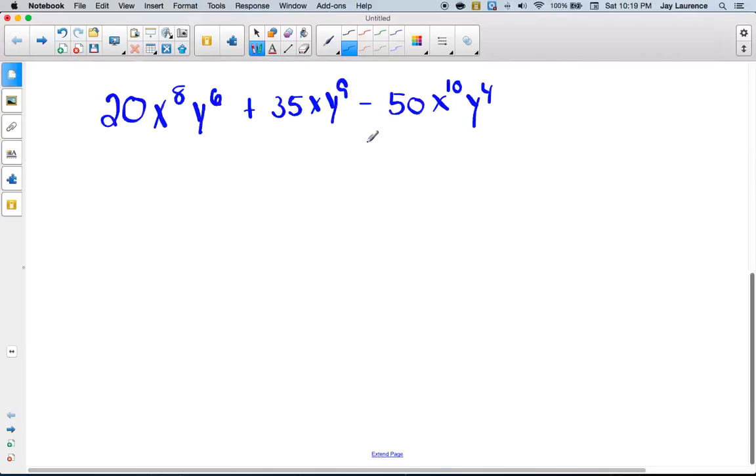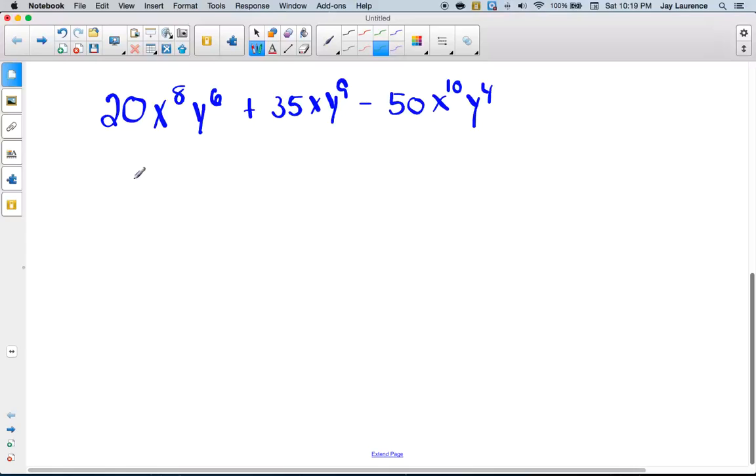Okay, problem number 3 is one for you to try. It's done the same exact way, but you've got to find the GCF of 20, 35, and 50, and the GCF of x to the 8th, x, and x to the 10th, y to the 6th, y to the 9th, and y to the 4th. Go ahead and do it. Pause the video. When you're ready to see my solution, I will send it to you.